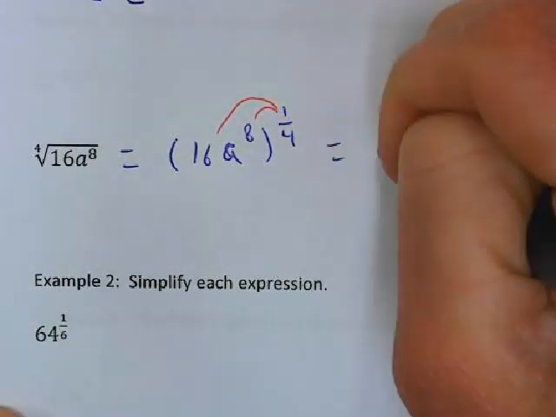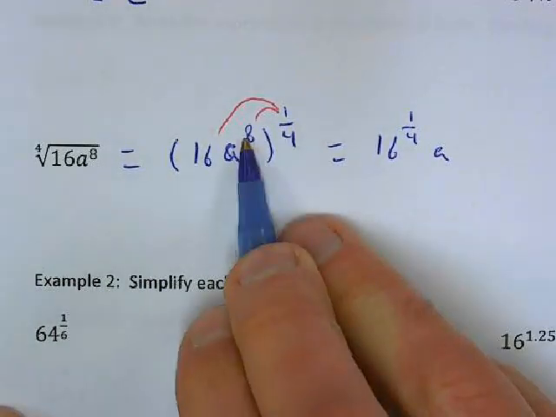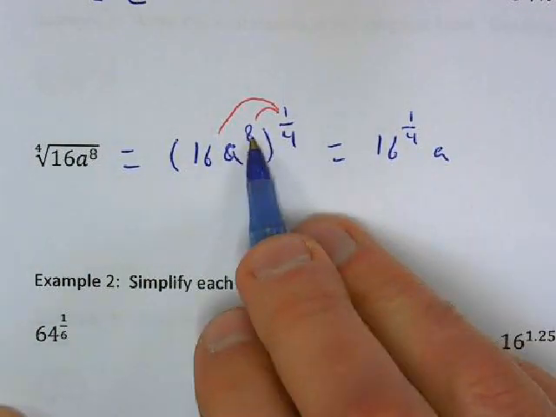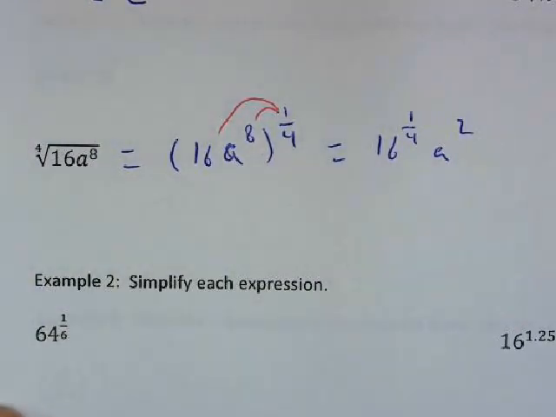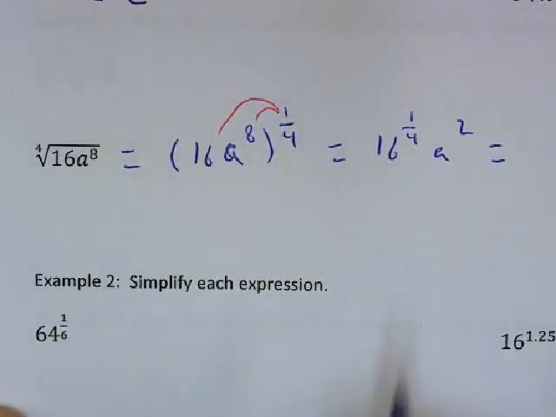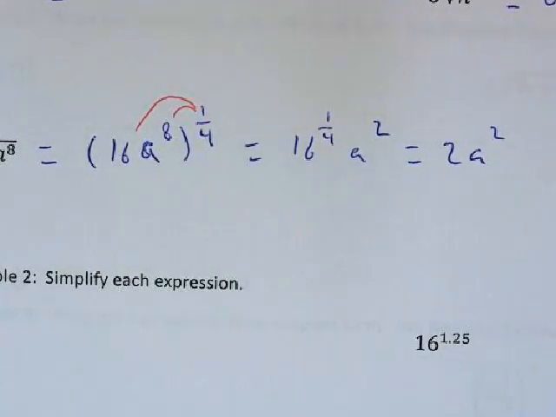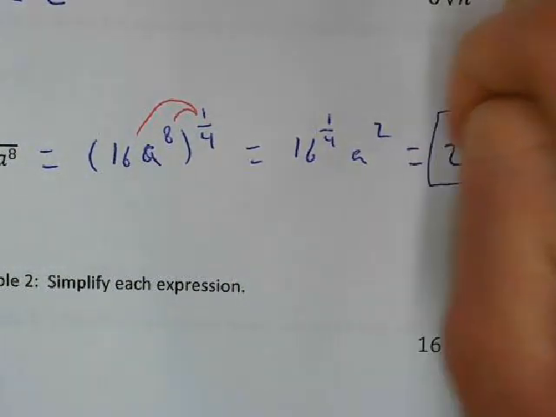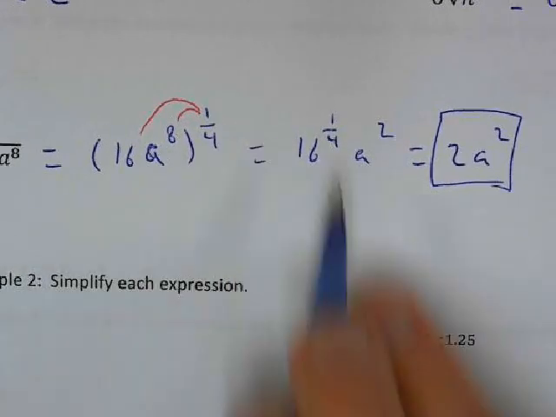So then we get 16 to the 1/4, and a to the, well, 8 times 1/4 is 8 over 4, which reduces to just 2. So we get 16 to the 1/4 times a squared, which equals what? Well, what is 16 to the 1/4 power? In other words, what's the fourth root of 16? What number times itself 4 times equals 16? Well, 2. So we get 2a squared. So then this would be our answer. Now that's one way to get it. That's by putting it in exponential form and then using our exponent rules.